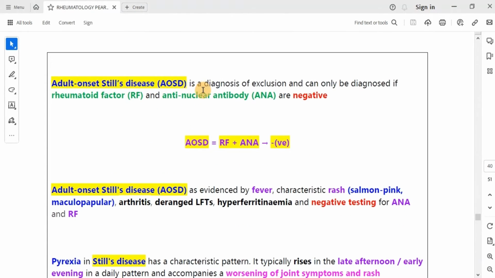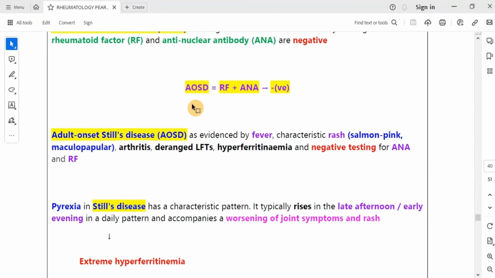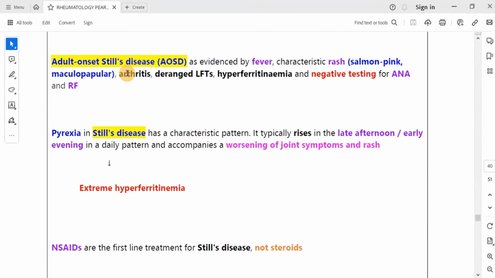Adult onset Still's disease is a diagnosis of exclusion and can only be diagnosed if the rheumatoid factor and ANA are negative. So RF and ANA should be negative. If they are positive, AOSD is excluded. Adult onset Still's disease is evidenced by fever, a characteristic salmon pink maculopapular rash with features of arthritis, deranged liver function tests, hyperferritinemia, and negative testing for ANA and rheumatoid factor.